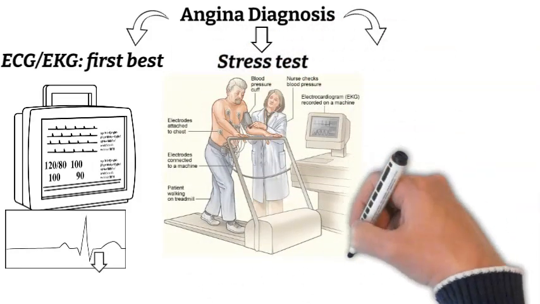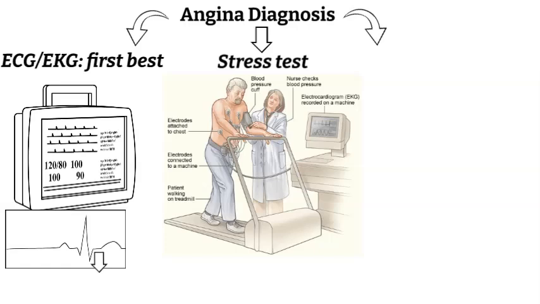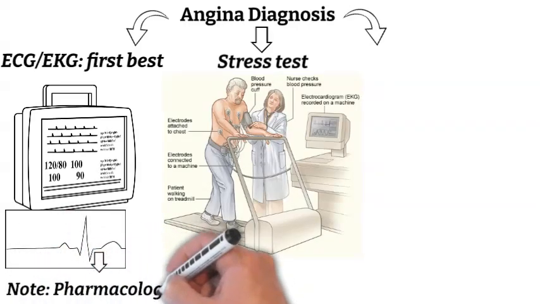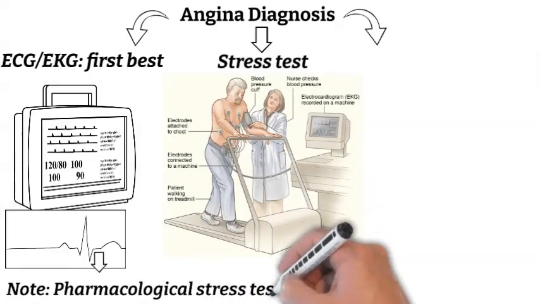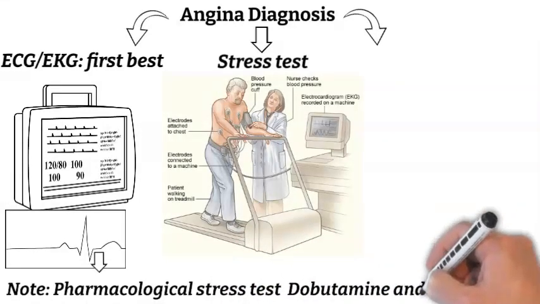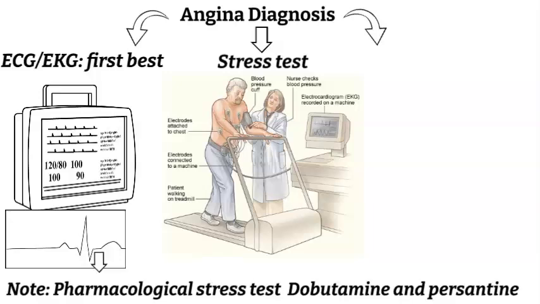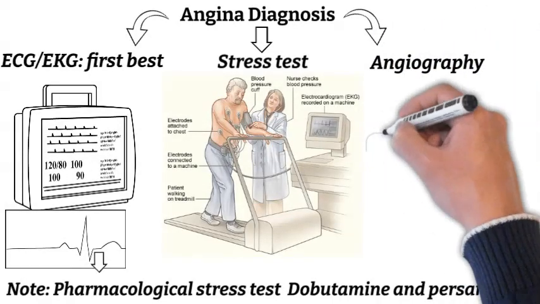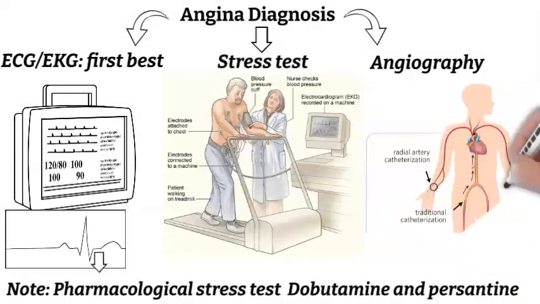The next step, which is more sensitive, is the stress test. You ask the patient to walk on the treadmill, and then you do the ECG. What if the patient cannot walk? Then you use a pharmacological stress test with what? Dobutamine and persantine. After the stress test, we do angiography.